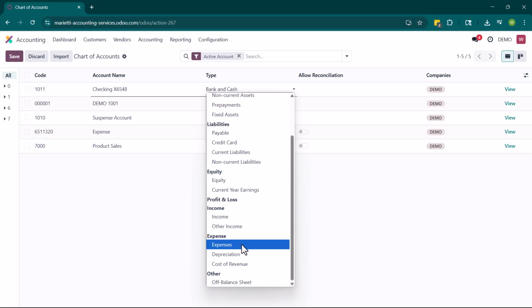Moving on to expenses. Expenses are the cost of earning the money. Okay, so they're the cost of earning the income for the business. And Odoo has three main types of expenses here. It has expenses in general, depreciation, and then cost of revenue. So expenses is going to be a catch-all for things that don't fit into depreciation and cost of revenue.